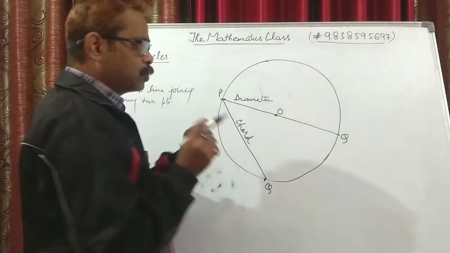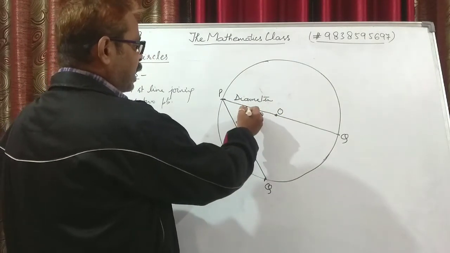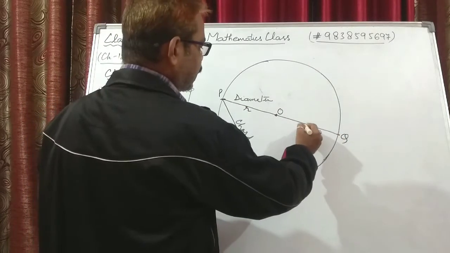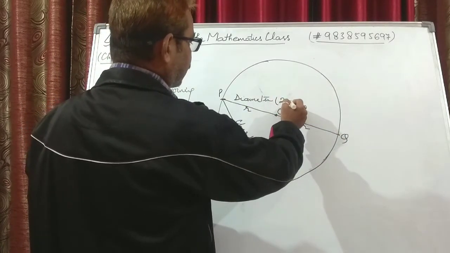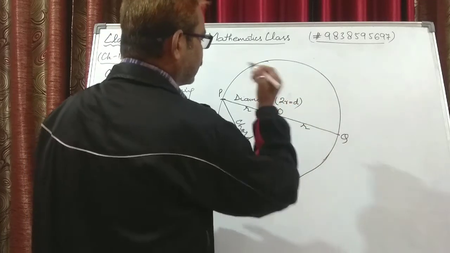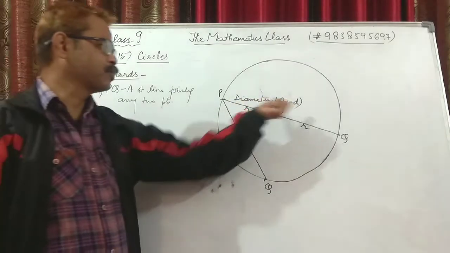Diameter is equal to 2 times of radius, because from O to P will be r and from O to Q will be r. So total length will be 2 times r, and it is represented with D. D stands for diameter in the circle, and diameter is 2 times the radius.